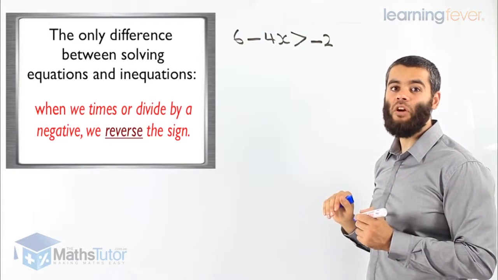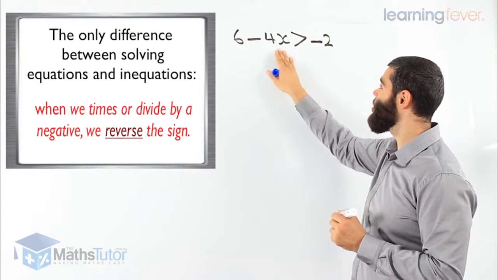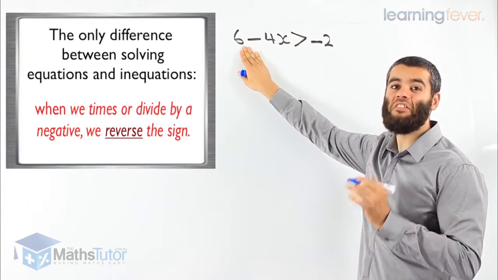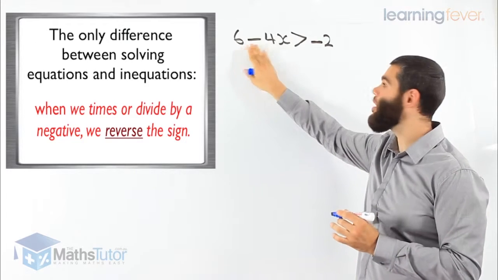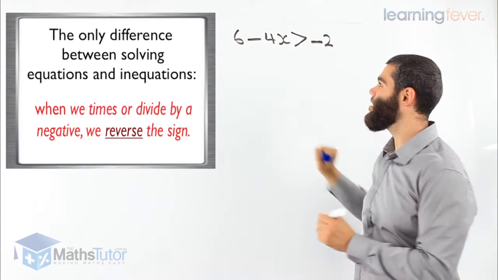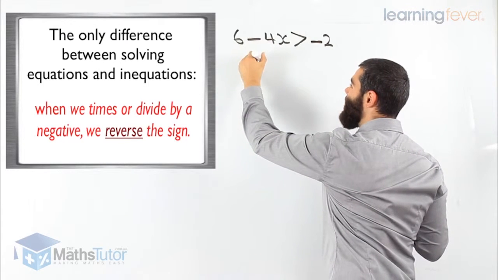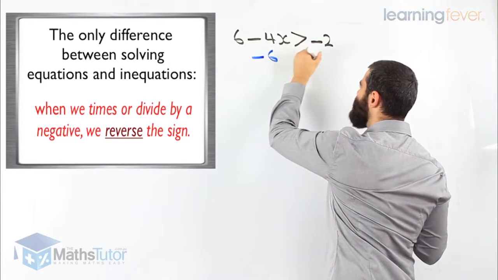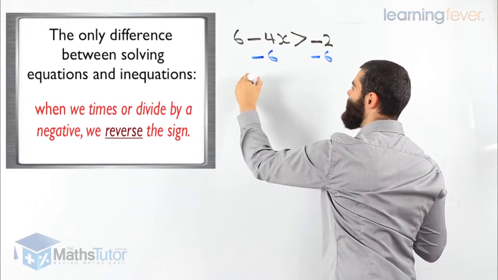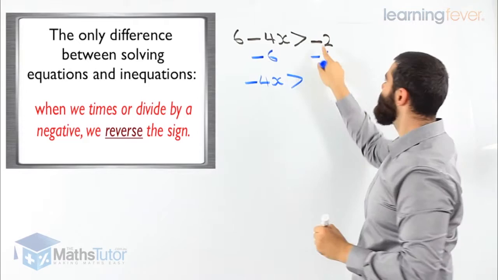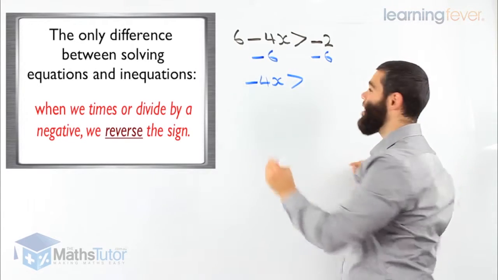Which one do we start with first? I always like to start with the furthest number away from x, which is the 6. We always start with the furthest number away from the x. It's the 6, so we start with that first. It's a positive 6. Positive 6 becomes minus 6 and minus 6. So we have negative 4x greater than minus 2 minus 6, which is minus 8.